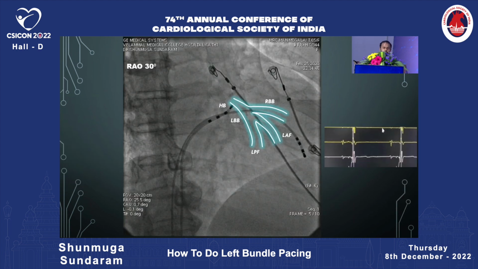Whether you are doing His bundle pacing or left bundle pacing, you need to know the electrophysiological anatomy of the conduction system in RAO view. So our practice is to place two catheters from the groin. To date, we are performing the procedure with the help of groin catheters. One will be placed in the His bundle region, another one in the RV apex. From the His bundle region, we'll come to know where exactly the distal extent of the His bundle is.